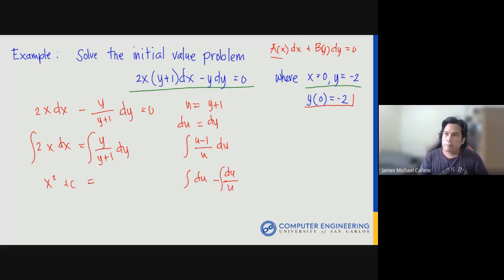Pwede ba? So this becomes u minus, what's the integral of 1 over u? Ln of u. We do back substitution. This is y plus 1 minus ln of the absolute value of y plus 1, plus c.